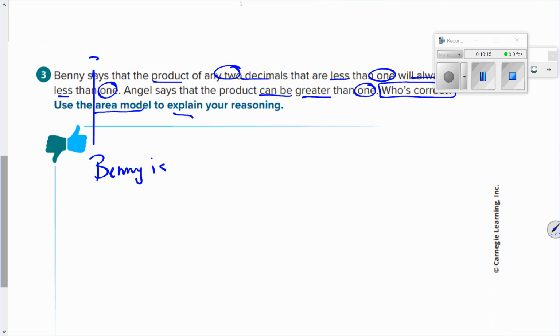Benny is correct. Part of a part will never be greater than 1.